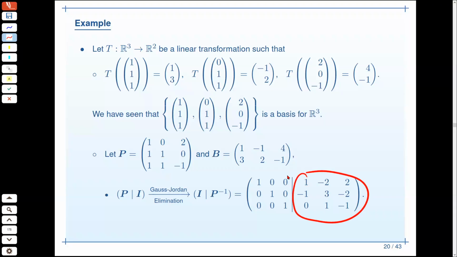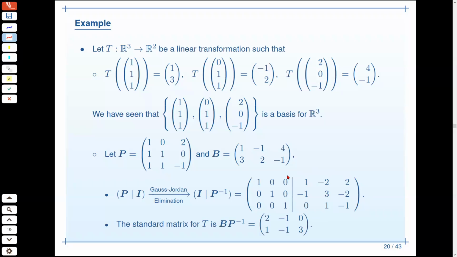Therefore, my standard matrix A is given by B times P inverse. A simple multiplication shows the first column is 2, minus 2, 1, the second column is minus 1, minus 1, and the third column is 0, 3. This is the standard matrix for the linear transformation. Much easier now, but you need to have arguments and mathematical reasons to support your workings.